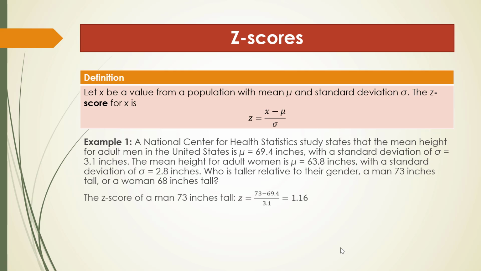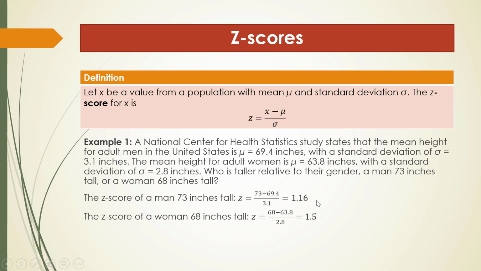The Z-score for a man 73 inches tall is Z is equal to 73 minus 69.4 over 3.1. 73 is his actual height. 69.4 is the mean of his population, and 3.1 is the standard deviation of his population. And we got the first Z-score is 1.16.